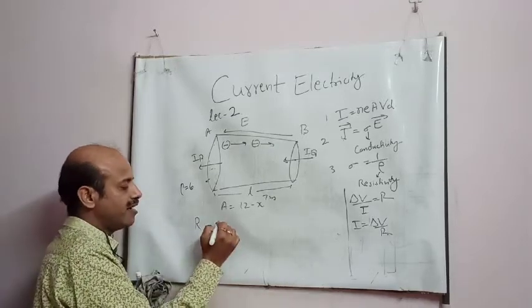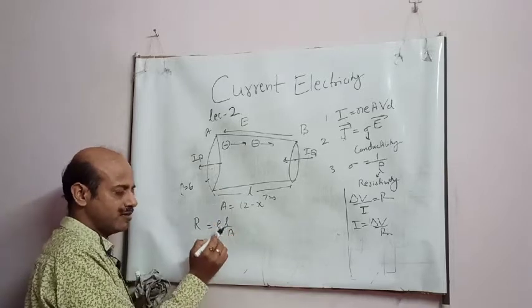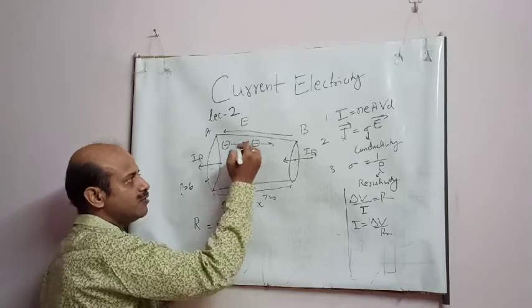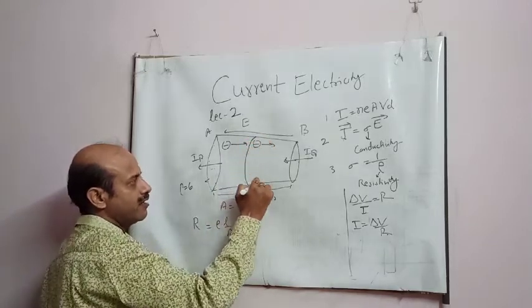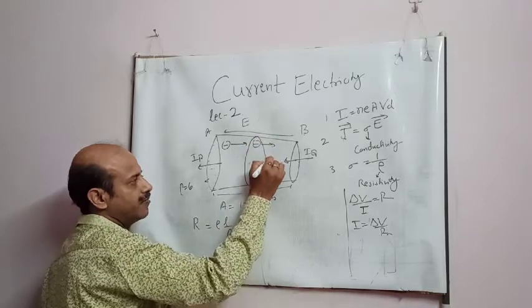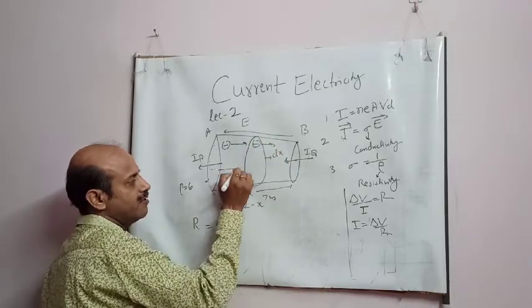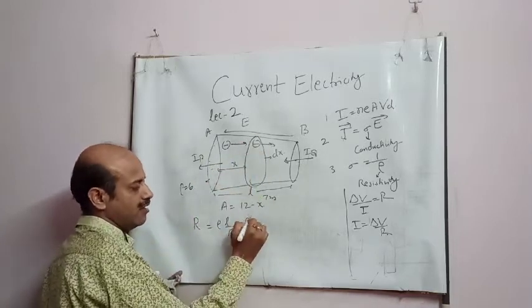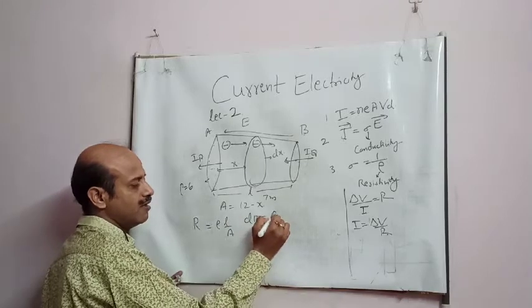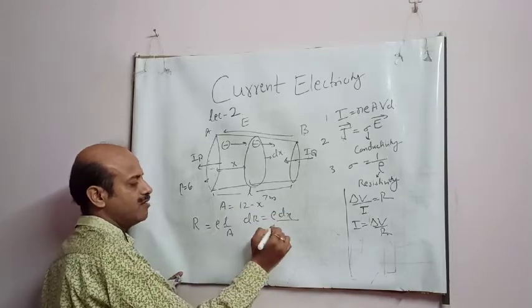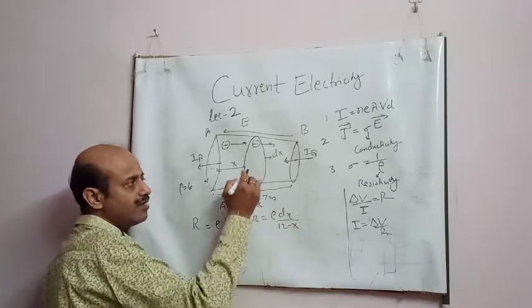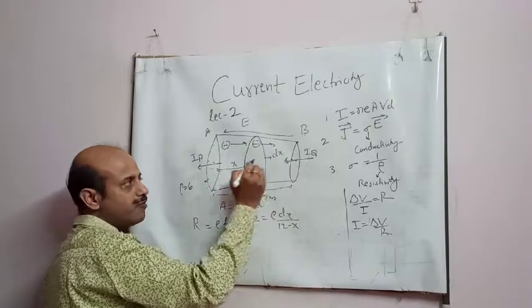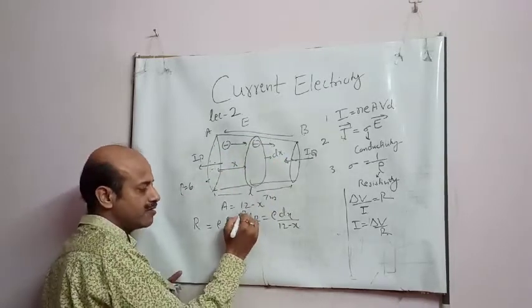Now I cannot apply directly this formula. Why? Because the area is varying, area is not constant. So what is the method, student? I will choose a disc here of thickness dx, x distance from here, and I will find the resistance of this part by this formula. So it will come out to be dR, rho is same, L is dx, and A is 12 minus x. Like this, student, there are infinite discs from here to here. So I have to find out total resistance, means I have to integrate this.